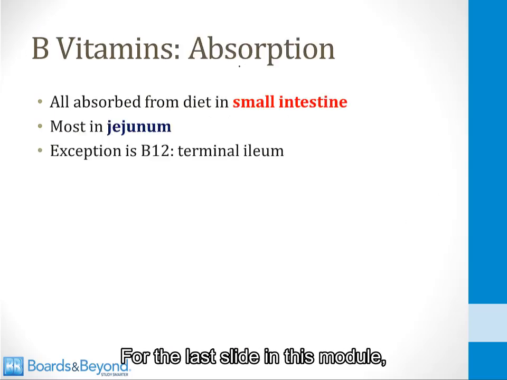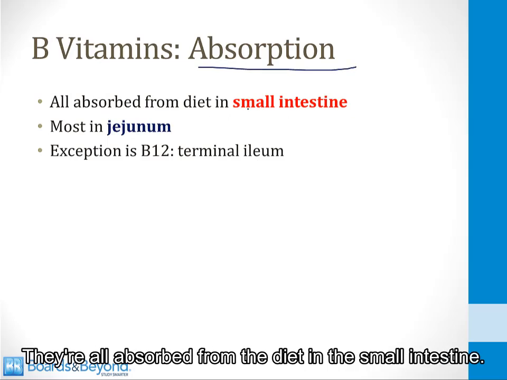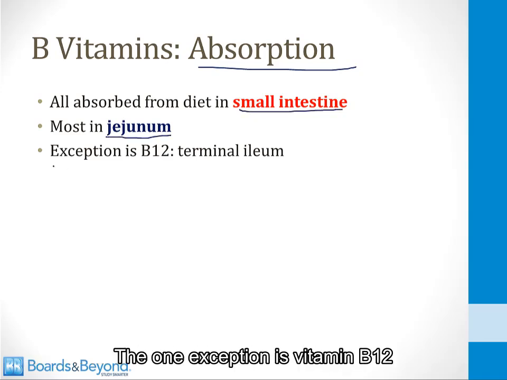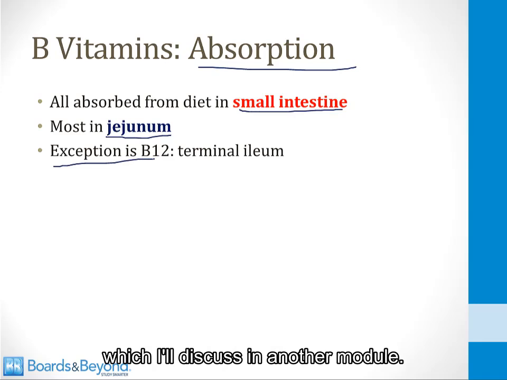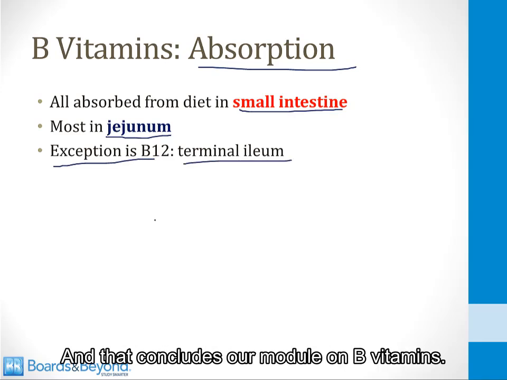For the last slide in this module, I will quickly mention the absorption of the B vitamins. They are all absorbed from the diet in the small intestine, most of them in the jejunum. The one exception is vitamin B12, which I'll discuss in another module. B12 is absorbed in the terminal ileum. And that concludes our module on B vitamins.